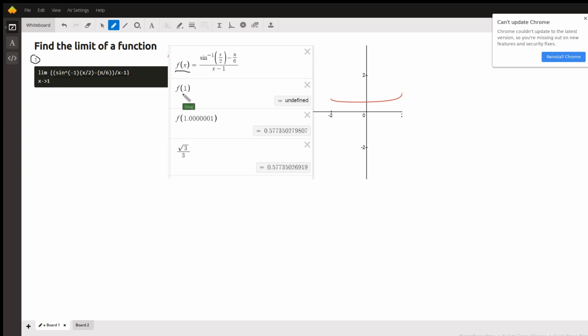And if we take f of 1, we're not surprised to see that it's undefined because we're dividing by 0. But if I take f of 1 point something very close to 1, but not equal to 1, I get this number right here, which looks like very close to radical 3 over 3. And in fact, that is the limit right there. Question is, how did I get there?